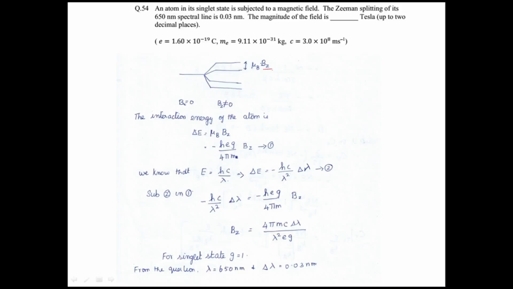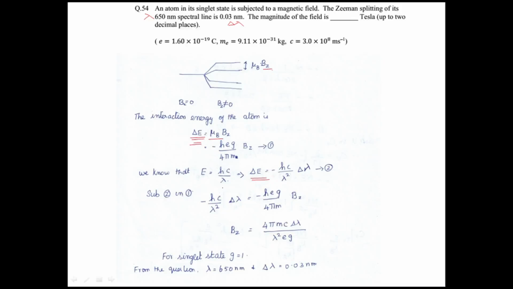We know that the interaction energy of the atom, delta E, is equal to mu B into Bz. The value of mu B is known, that is minus eh divided by 4 pi m, into Bz. In the question, they have not given the value of delta E, but they have given the value of lambda and also delta lambda. We have to write delta E in terms of lambda and delta lambda. We know that energy E is equal to hc divided by lambda. By differentiating it, we get delta E is equal to minus hc divided by lambda square into delta lambda. We can substitute the value of delta lambda here.